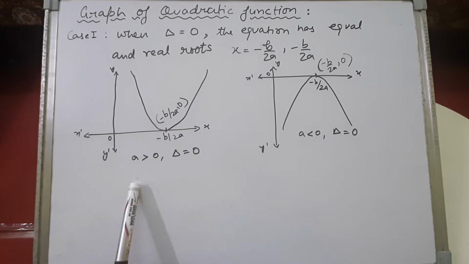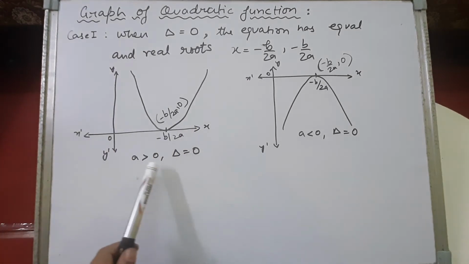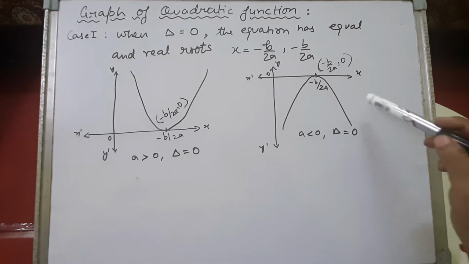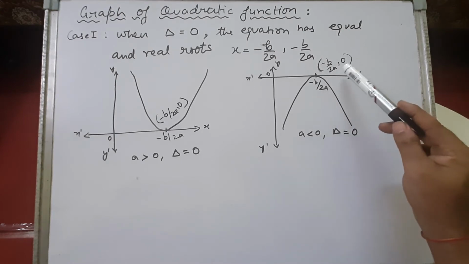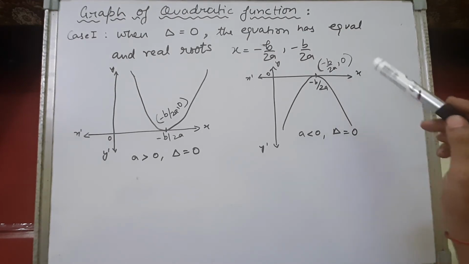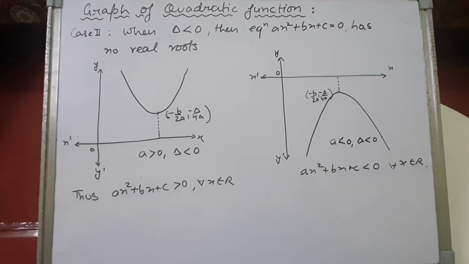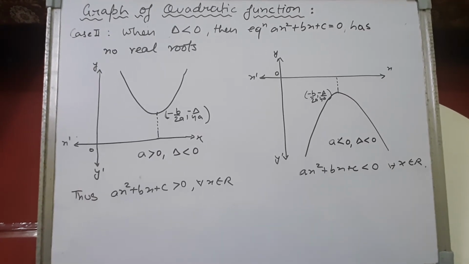So when a is greater than 0, we'll get an upward parabola, and delta equals 0, the vertex must lie on the x-axis. When a is less than 0, we'll get this downward parabola, and delta equals 0, that means the y coordinate will become 0. So the vertex coordinates will be minus b upon 2a comma 0. Alright children, this is the first case when delta is 0. Note down please.